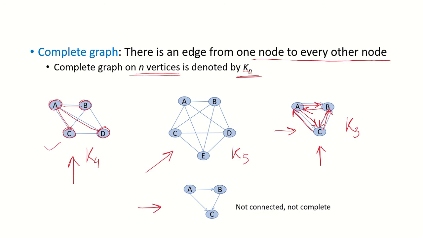What about this one? This we saw in the earlier example that this was not a connected graph. Similarly, since this is not connected, you will also be able to figure out that this is not a complete graph also, because each node is not connected to every other node in the graph.